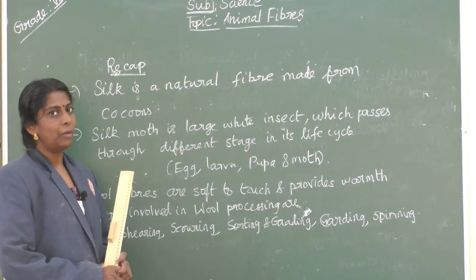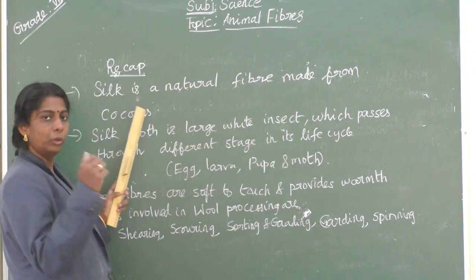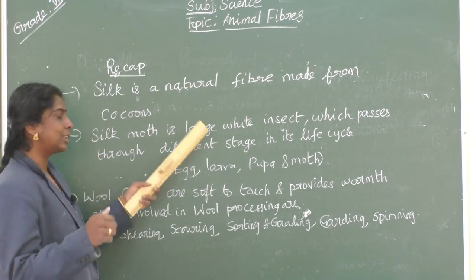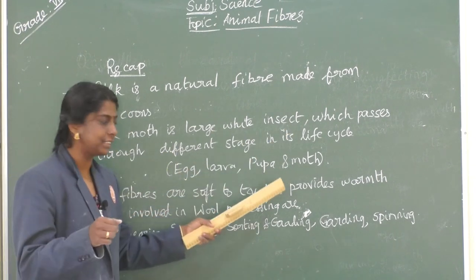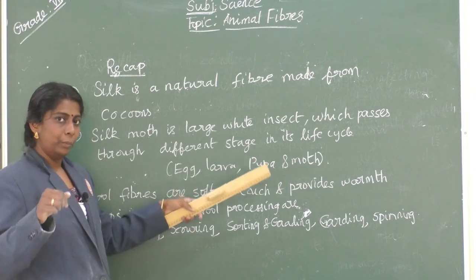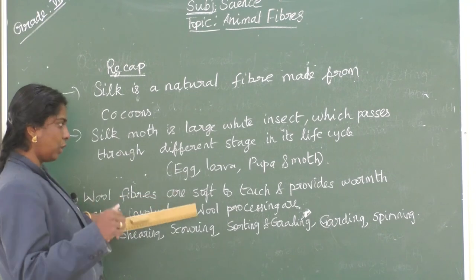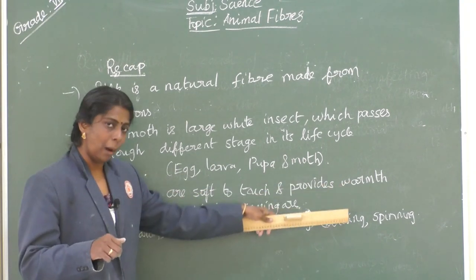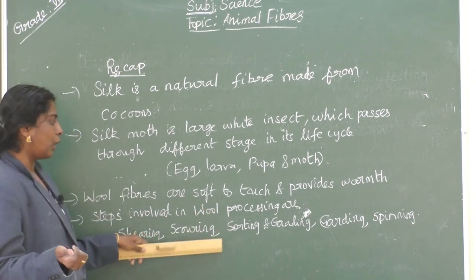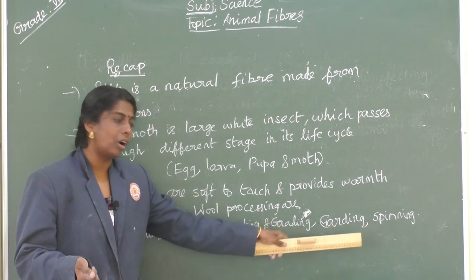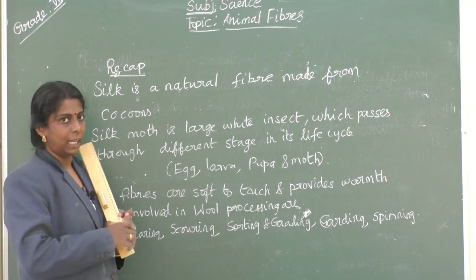Clear? A recap for this lesson. Silk is a natural fiber made from cocoons. Silk moth is a large white insect which passes through different stages in its life cycle: egg, larva, pupa and moth. Then about wool, wool fibers are soft to touch and provide warmth. The steps involved in the processing are shearing, scouring, sorting, grading, carding and spinning and all. So this is what we learned about this entire chapter.